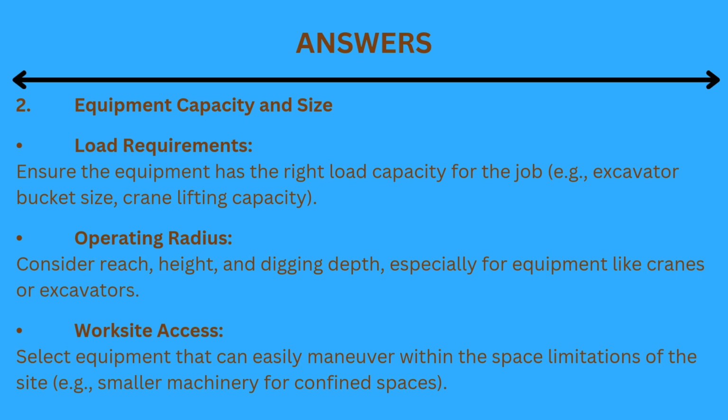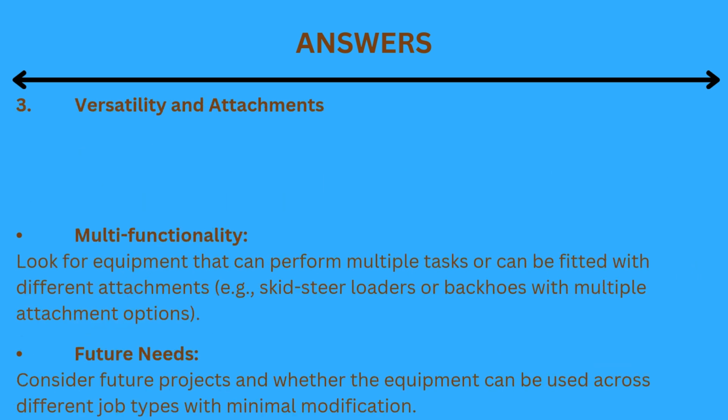C. Worksite access. Select equipment that can easily maneuver within the space limitations of the site, e.g., smaller machinery for confined spaces. 3. Versatility and attachments. A. Multifunctionality. Look for equipment that can perform multiple tasks or can be fitted with different attachments, e.g., skid steer loaders or backhoes with multiple attachment options.